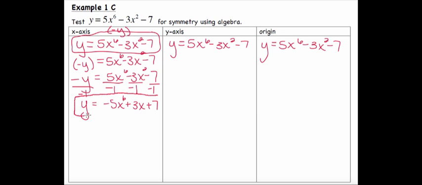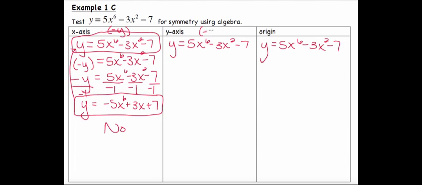And it worked really well for making my first term match in my equation, but it kind of ruined the rest of the equation. Nothing else really matches. So that is a no, it does not have x-axis symmetry. Let's go ahead and test for y-axis symmetry.